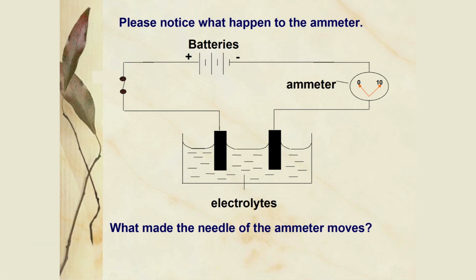Now, imagine a diagram here. We see a circuit with batteries connected to an ammeter and two electrodes dipped into a beaker labeled electrolytes. Please notice what happens to the ammeter. The needle moves. So what made the needle of the ammeter move? We'll come back to that soon.